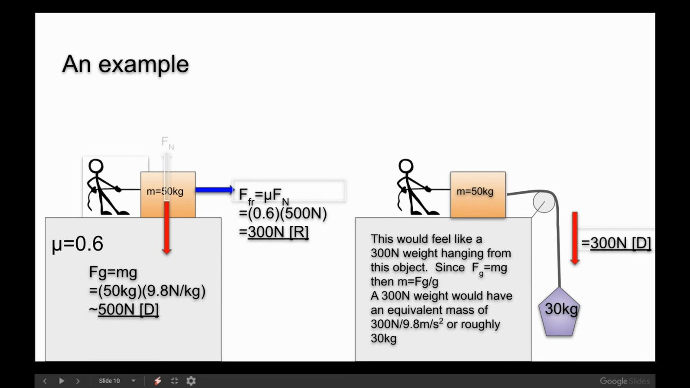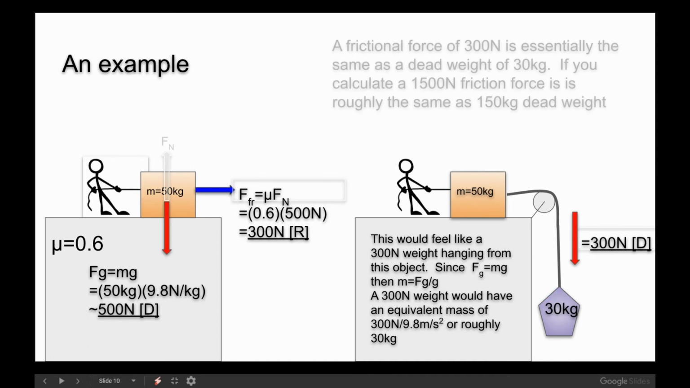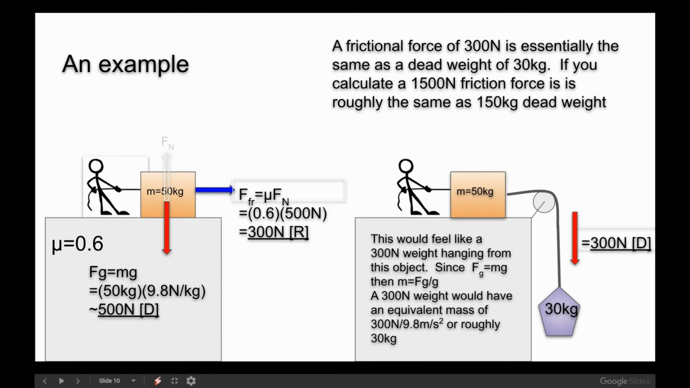So this 50 kilogram object, he's going to be pulling with 30 kilograms of force, which is 300 newtons of force, against it. So it would feel like someone's hung a 30 kilogram mass over the edge of the cliff in terms of interpreting this friction. So a frictional force of 300 newtons would essentially feel the same as a dead weight of 30 kilograms. If you calculate a 1500 newton frictional force, it would feel the equivalent as 150 kilograms dead weight.